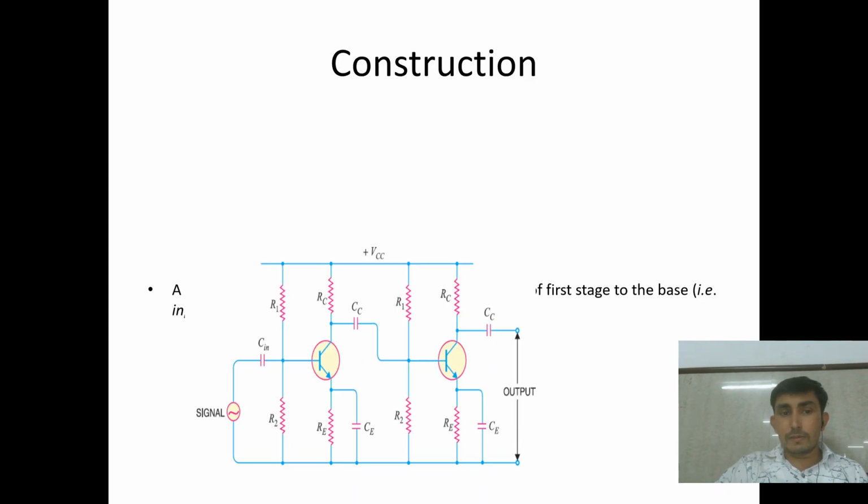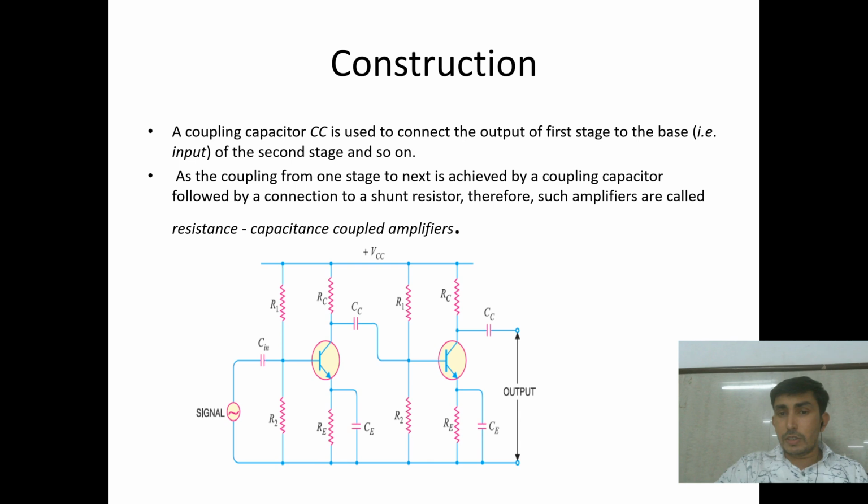Let's see the construction. CC is used to connect the output of the first stage to the base of the second stage, and for the next stage similarly coupling capacitors are used. As coupling from one stage to the next stage is achieved by using a coupling capacitor and resistors R1 and R2, therefore it is called a resistance capacitance coupled amplifier. So the output of the first stage is coupled with the input of the next stage by using a capacitor and resistance. That's why it is called an RC coupled amplifier.